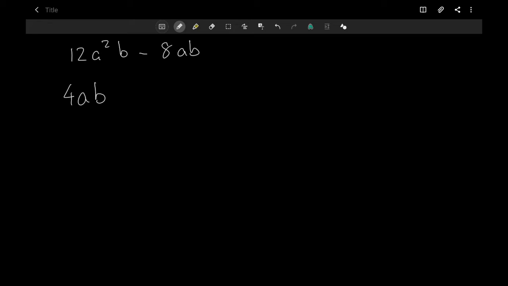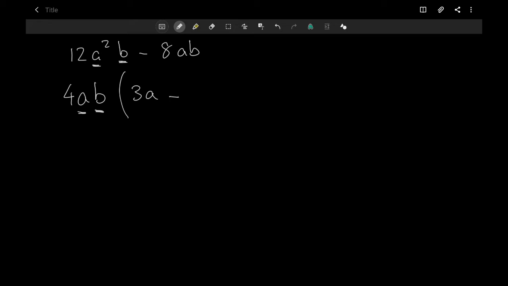So now that we've pulled out all of our factors, we open the bracket and we say, 4 times what will give me 12? Well, the answer is 3. I know that I have an a here, but I need an a squared. So what am I missing? I'm missing 1a. Next, we look at b. We have a b here and a b here. So that means we do not need any more b's. So that stays as it is.